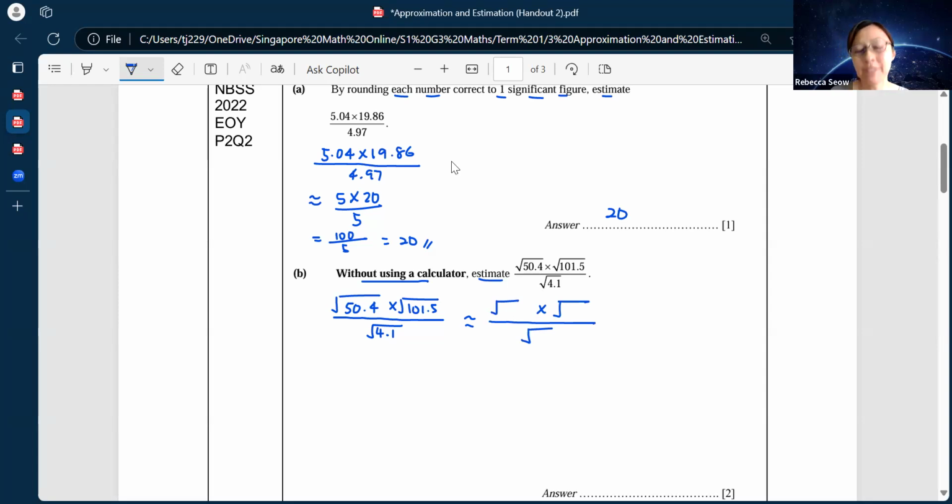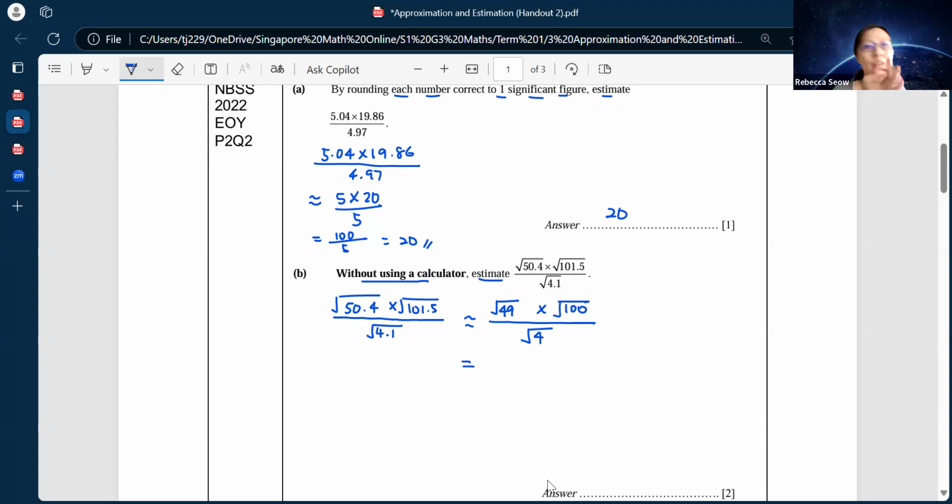The first square root sign says 50.4, and what is the closest square number to it? Well, 49. 7 times 7, 49. 8 times 8, 64, but 64 is way off from 50 as opposed to 49 to 50. Okay, so we will use 49. 101.5, you might have guessed it. The closest square number will be 100. That will be 10 times 10. 4.1, closest square number, 4.